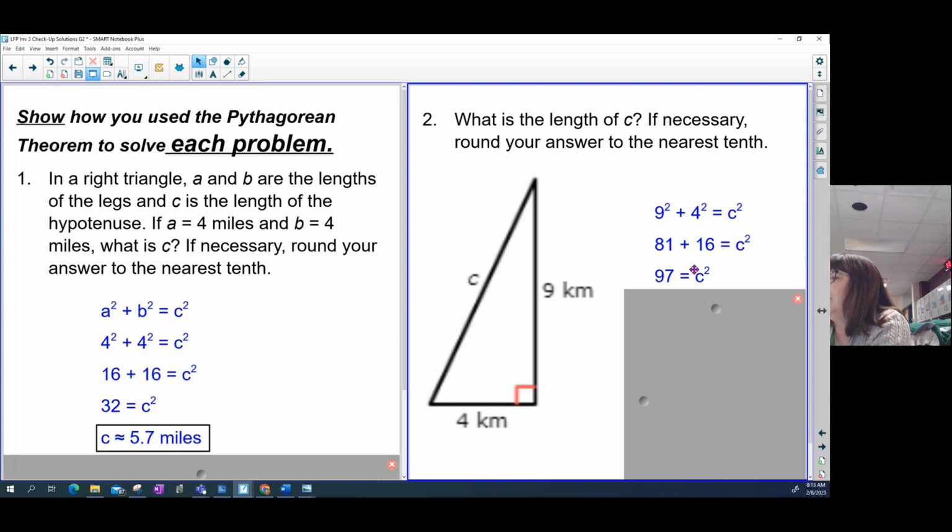Again, that's C squared, not C, so we need to take the square root of both sides. And C is approximately 9.8. Square root of 97 is about 9.8.